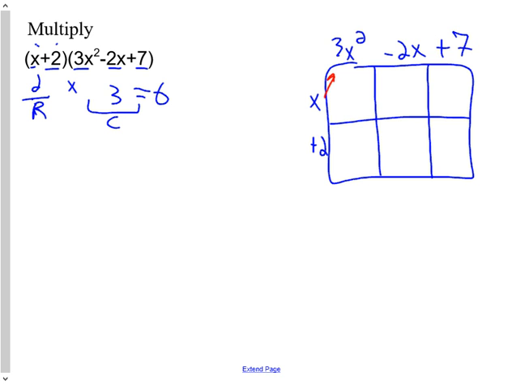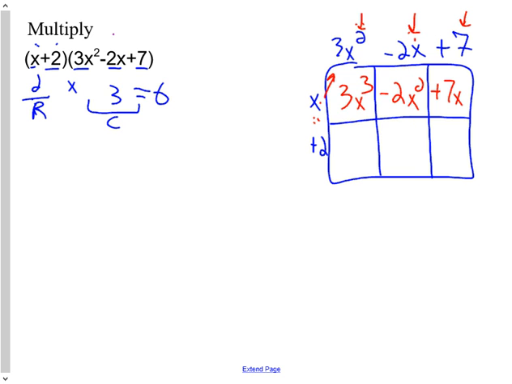x times 3x squared. Well, 1 times 3 is 3. We've got 1, 2, 3 x's. So now we have a higher power. x times minus 2x. 1 times minus 2 is minus 2. And we've got 1, 2 x's. And then 7 times x is just plus 7x. Basically, we increase this whole row by 1x. That's what happens when you multiply by x.